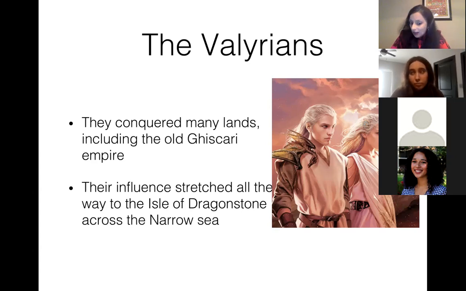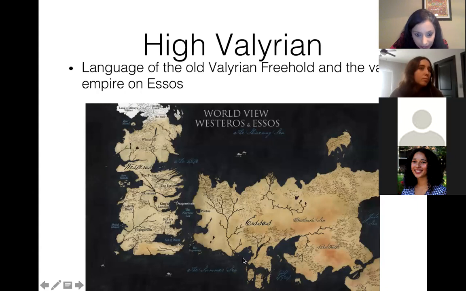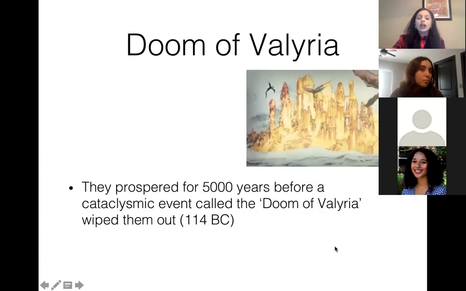And they are conquerors. So they went around conquering a lot of lands, including, in the book and the series, what is known as the Old Giscari Empire. And they also had a lot of influence across the Isle of Dragonstone across the Narrow Sea. Let me try to find out here. This is Dragonstone and the Narrow Sea. So this is the area that they were at, the Valyrians. So they were quite prosperous.